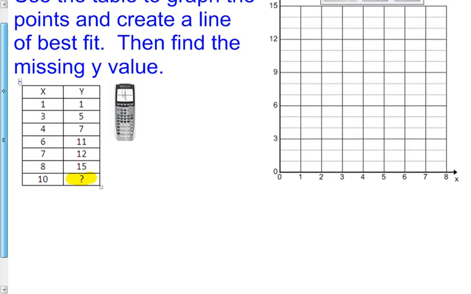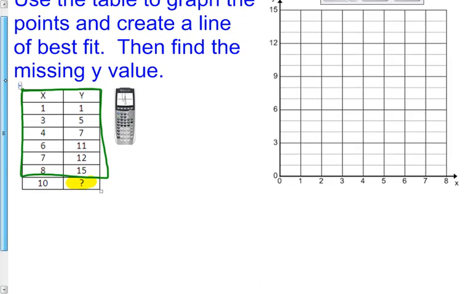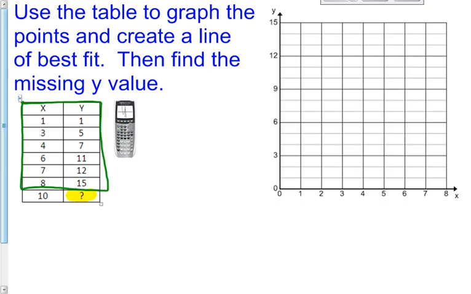We see our table. Why don't we put all of those on our graph off to the right? So we have 1, 1. Put that on your graph. 3, 5. Next one is 4, 7. 6, 11. 7, 12, 8, 15.